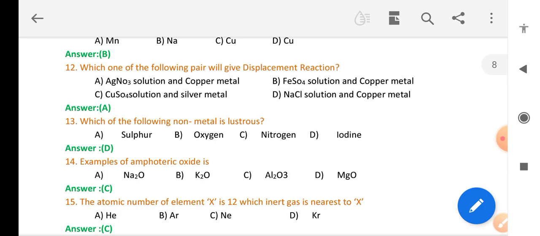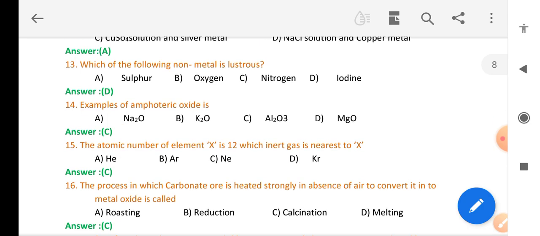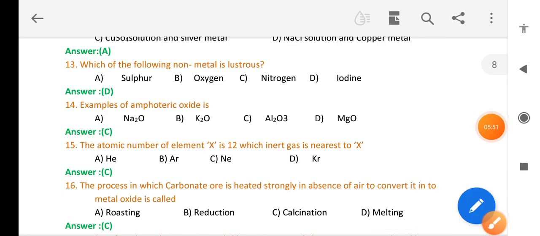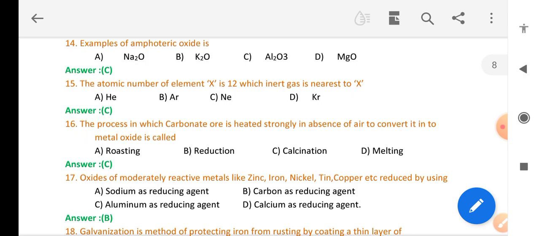Next question. The atomic number of element X is 12. Which inert gas is nearest to X? The correct answer is Ne. Ne means neon. Okay. Next question, 16th question. The process in which a carbonate ore is heated strongly in the absence of air to convert it into a metal oxide is called calcination. Calcination is a process.